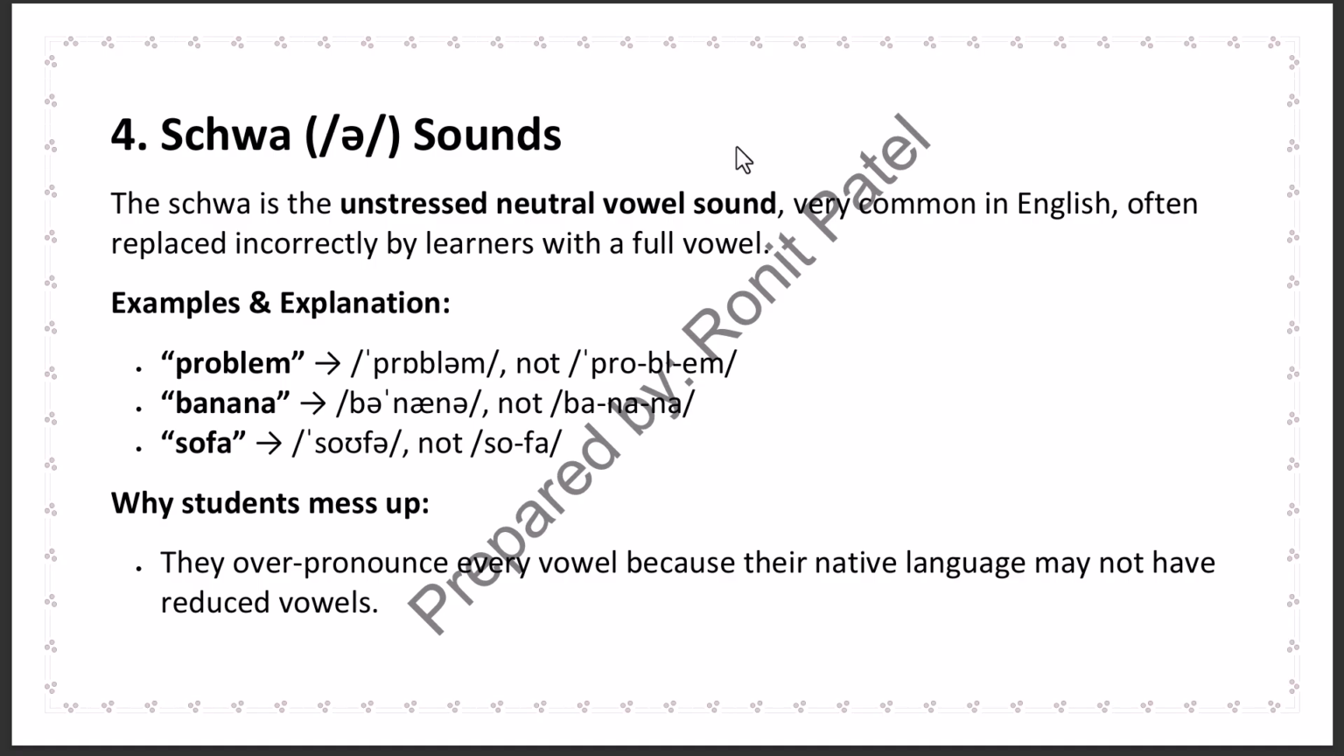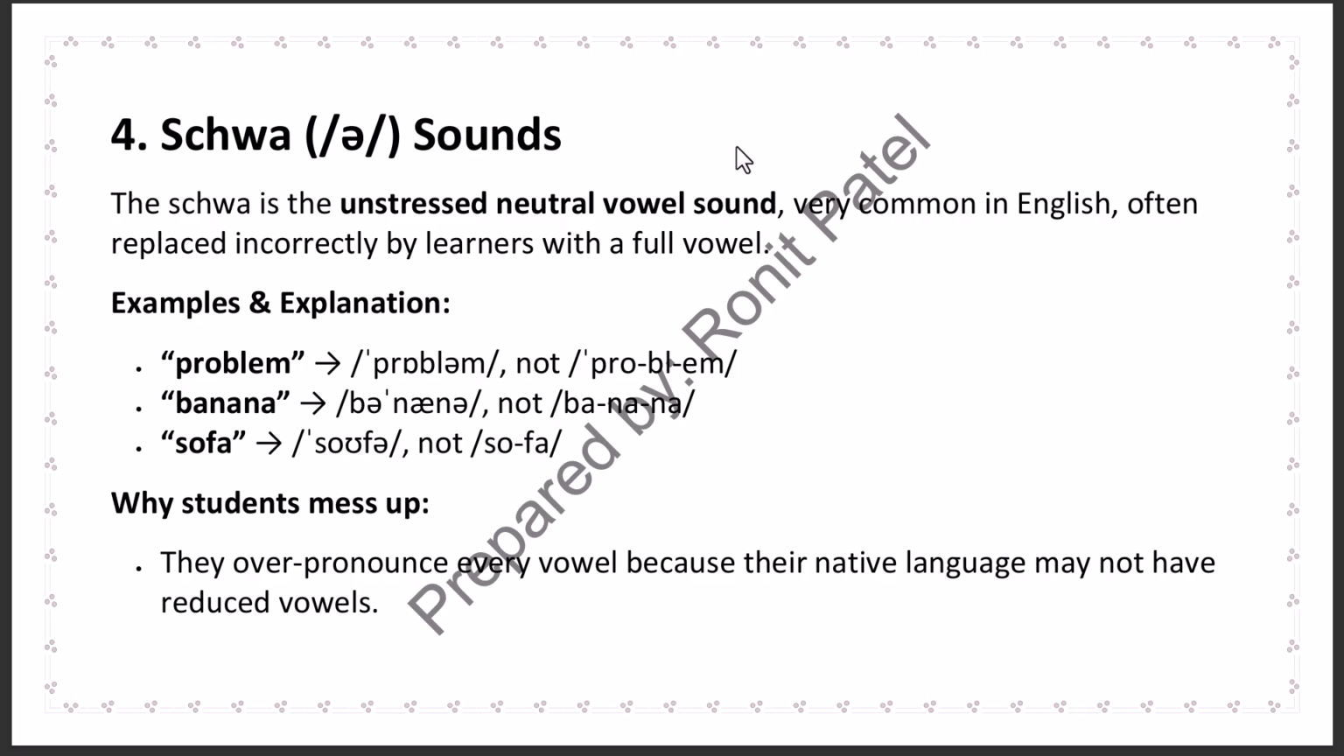Next, we arrive at one of the most powerful secrets of natural English, the schwa sound. This tiny sound, schwa, is actually the most common vowel sound in the entire English language. But here is the interesting part. Most learners almost never use it correctly. Why is this? Because in many languages, every vowel must be pronounced clearly. But English works differently. In English, unstressed syllables become lazy, soft, relaxed, and reduced. And that relaxed sound is the schwa.